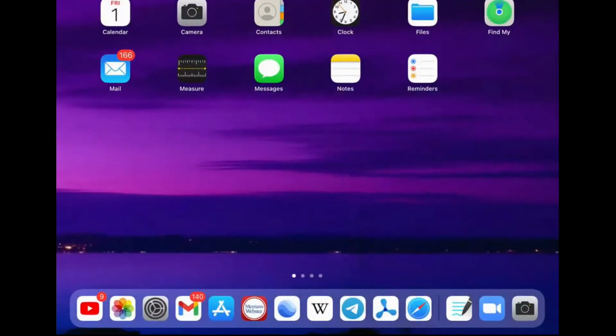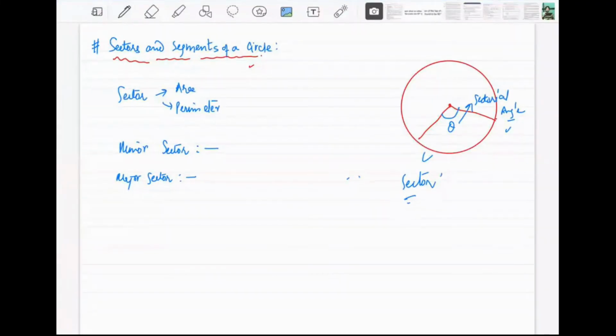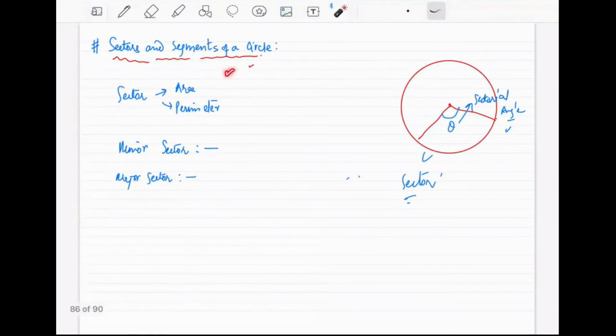Good morning, students. Because of the network problem, we did not finish this sectors and segments portion in the previous class. So I have explained a little bit about what a sector is. What is the area and what is the perimeter? I will continue explaining after I explain to you what a sector is.